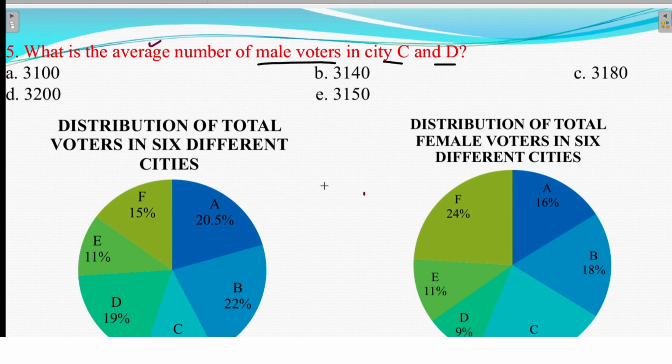Directly, the average, the basic method, will be this: C plus D, which I need to find out, divided by 2. But instead of that, I can do it like this also: C by 2 plus D by 2. Individually also I can do it.